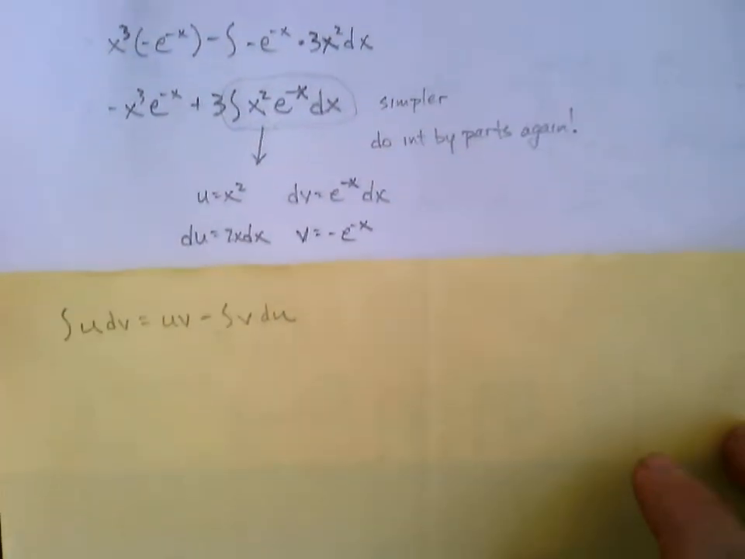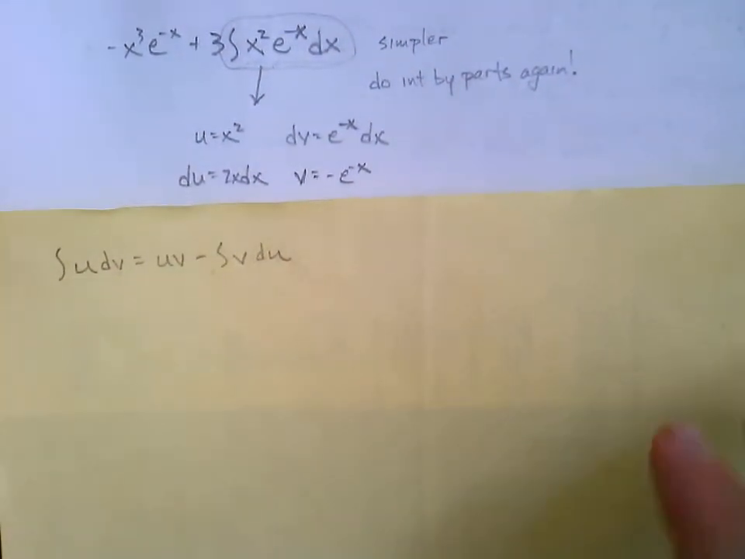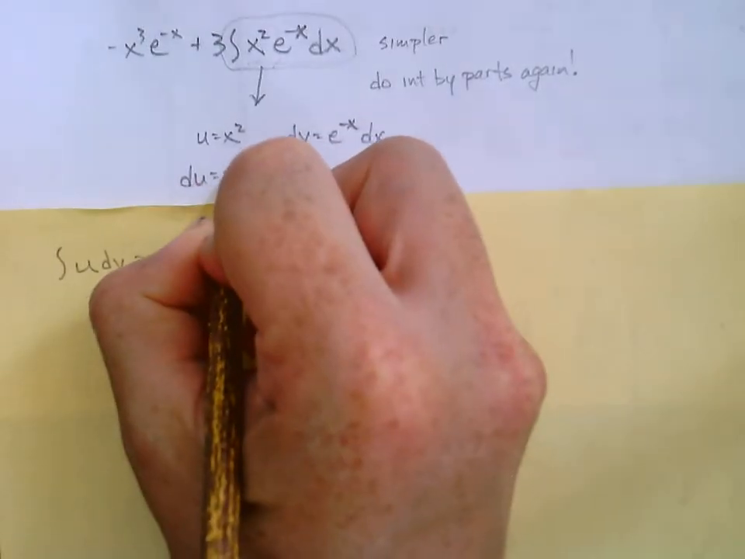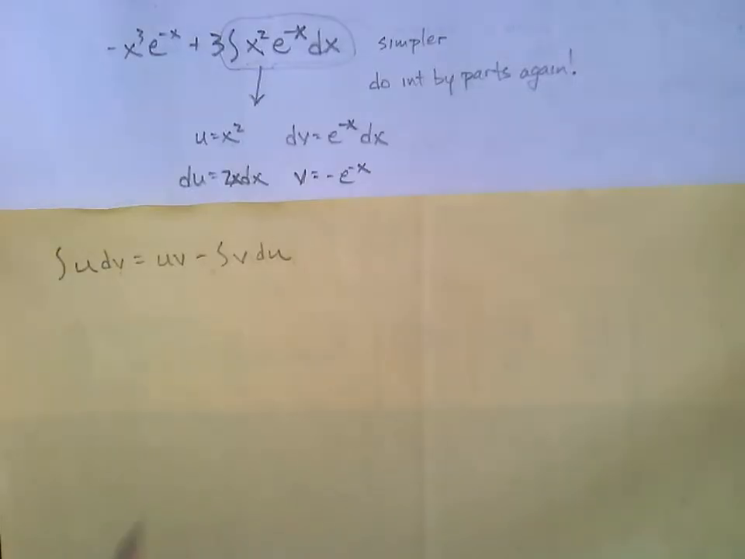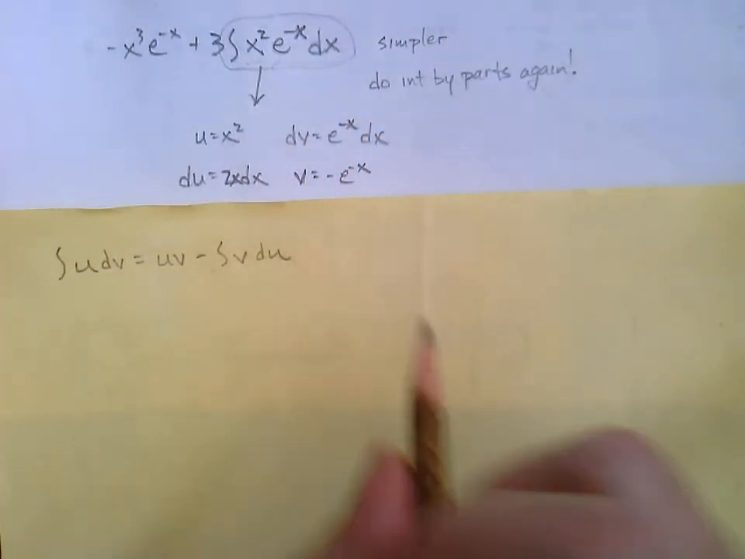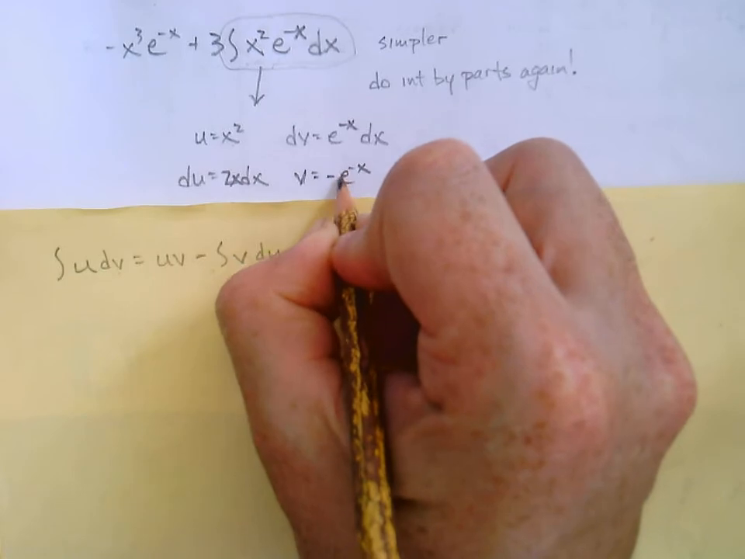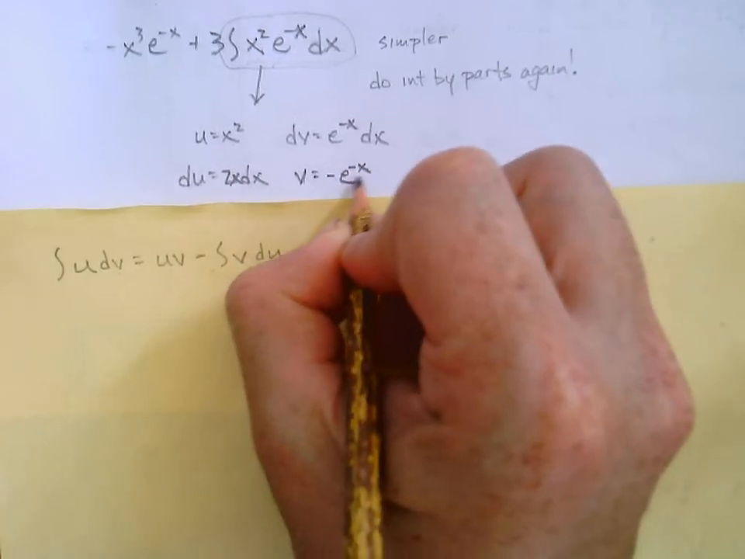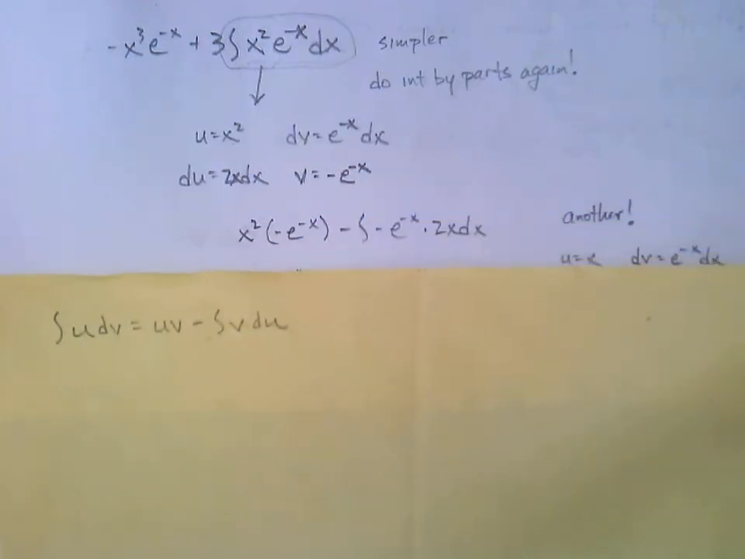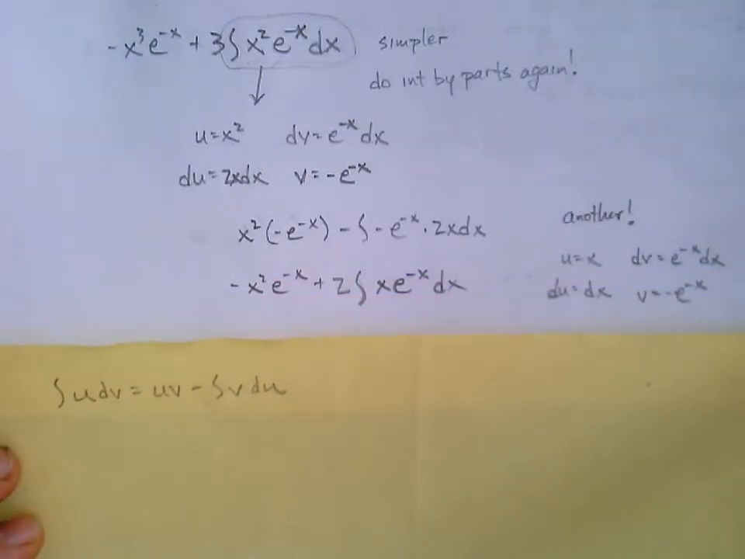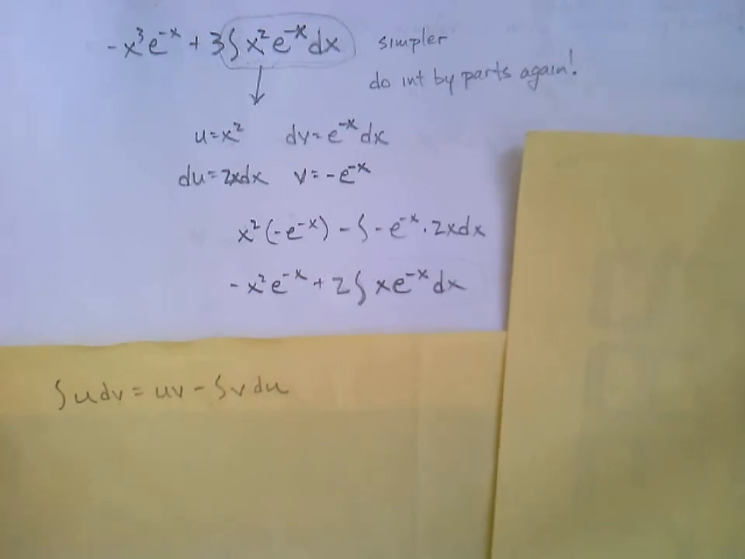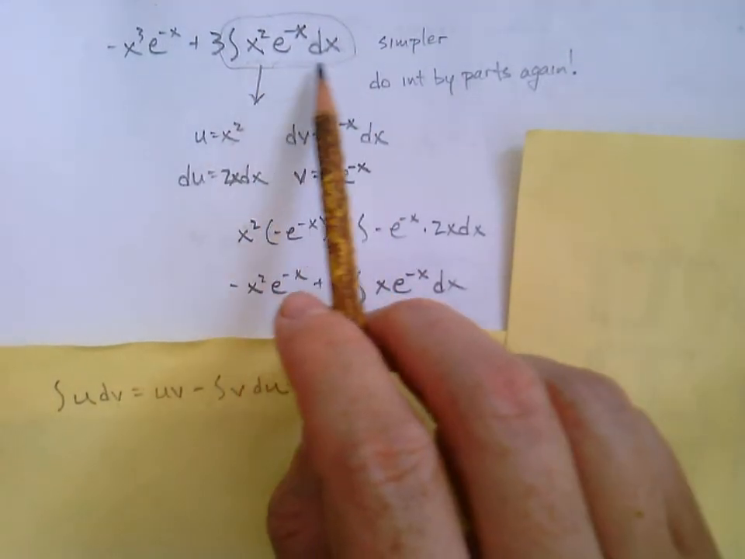Okay, so let's talk through this. If u is x squared, then du is 2x dx. And if dv is e to the negative x dx, it's the same antiderivative, negative e to the negative x, right? And now let's look at that. You probably saw my note there. Pretend you didn't. Okay, so just focusing here.